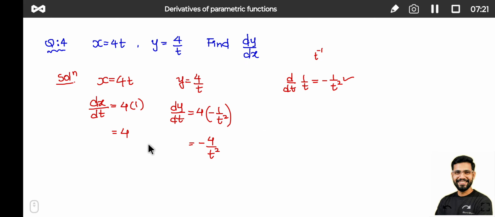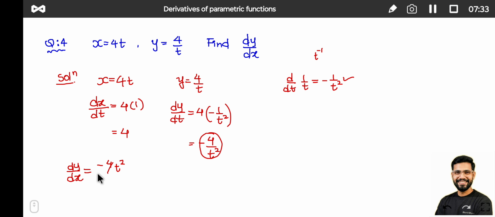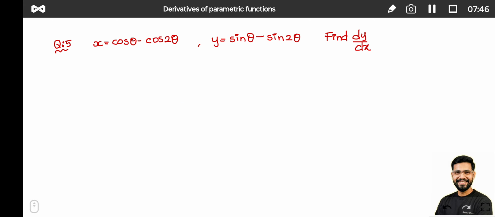Okay, so the final step, dy by dx. dy by dx is nothing but the derivative of y, which is minus 4 by t square, upon the derivative of x, which is 4. So this 4 and 4 will get cancelled, and it will remain minus 1 upon t square. That's our answer. Look at the next question.